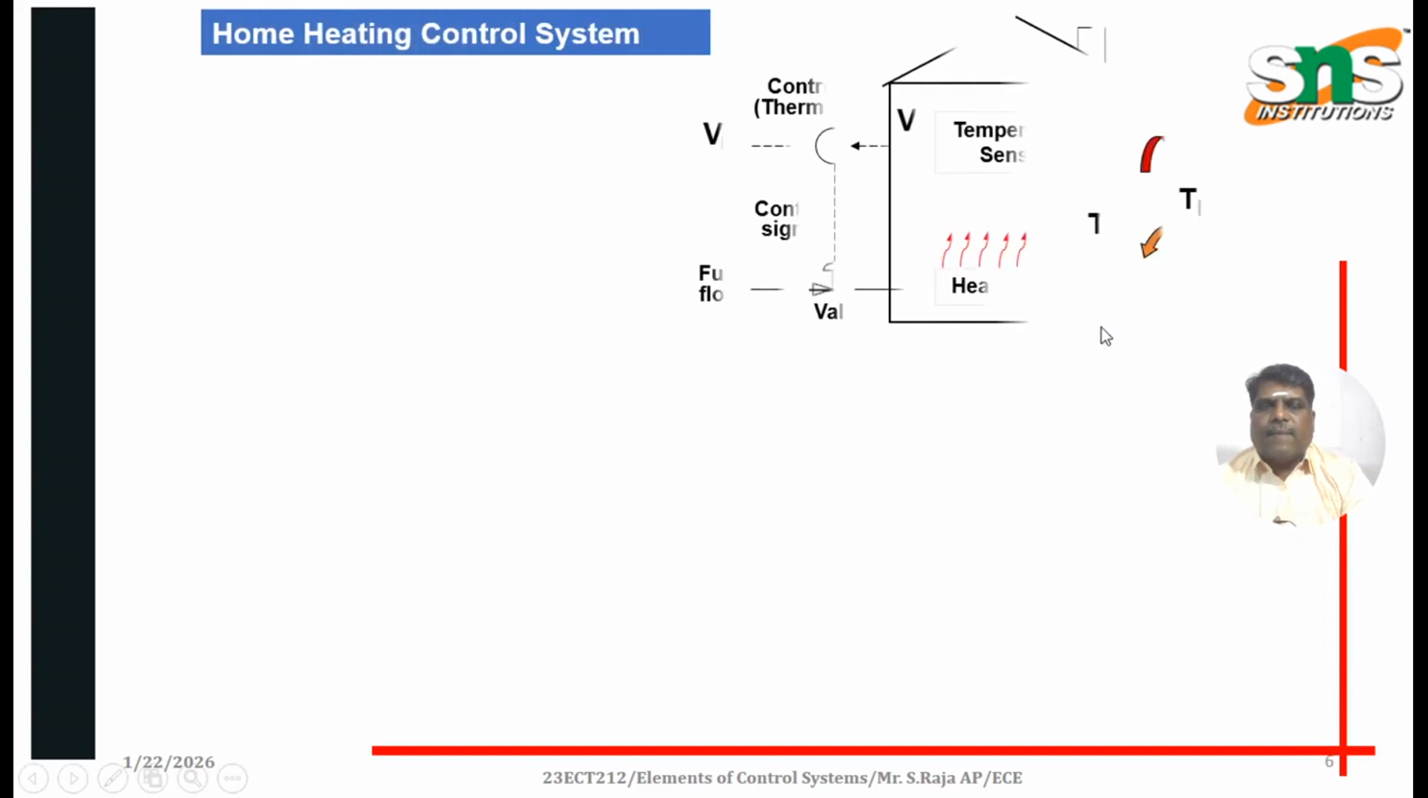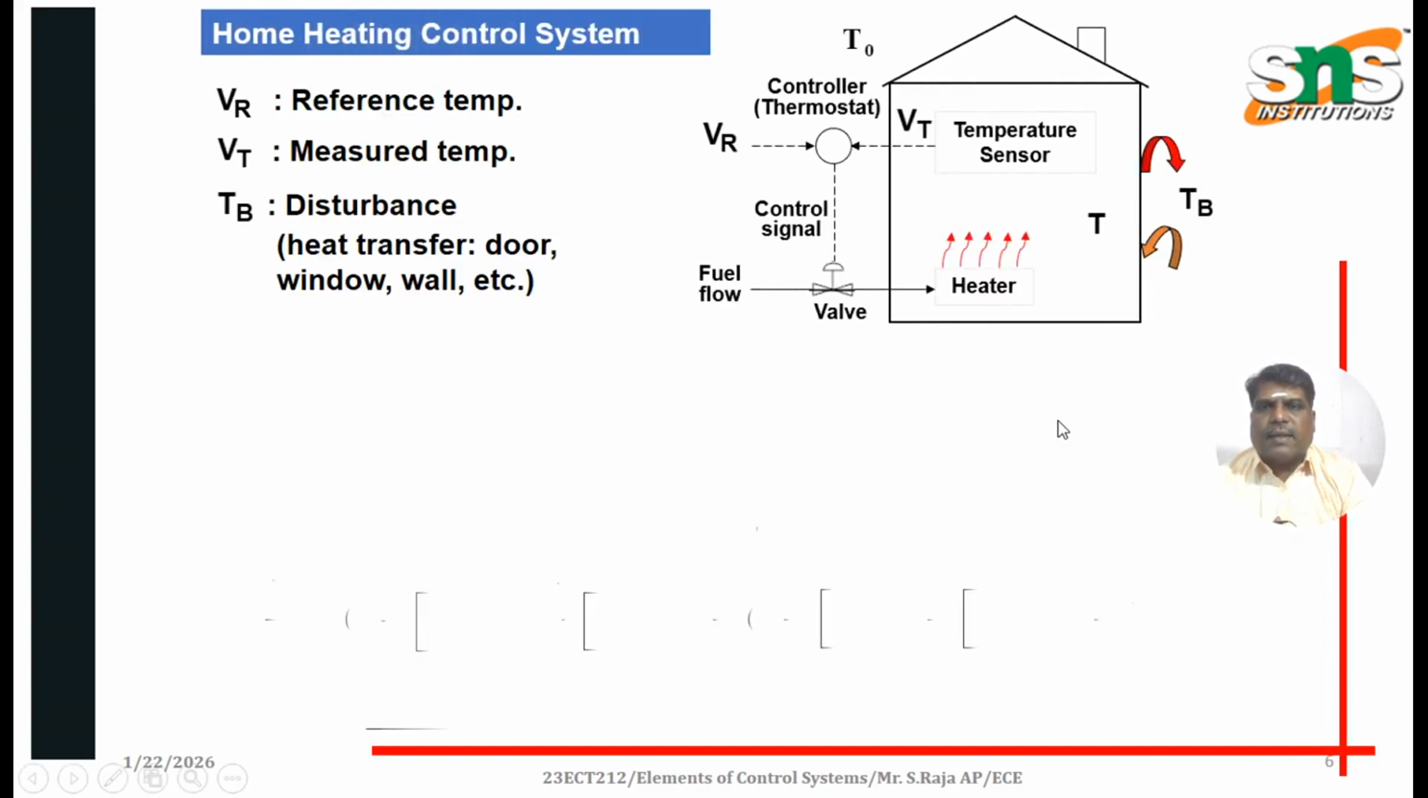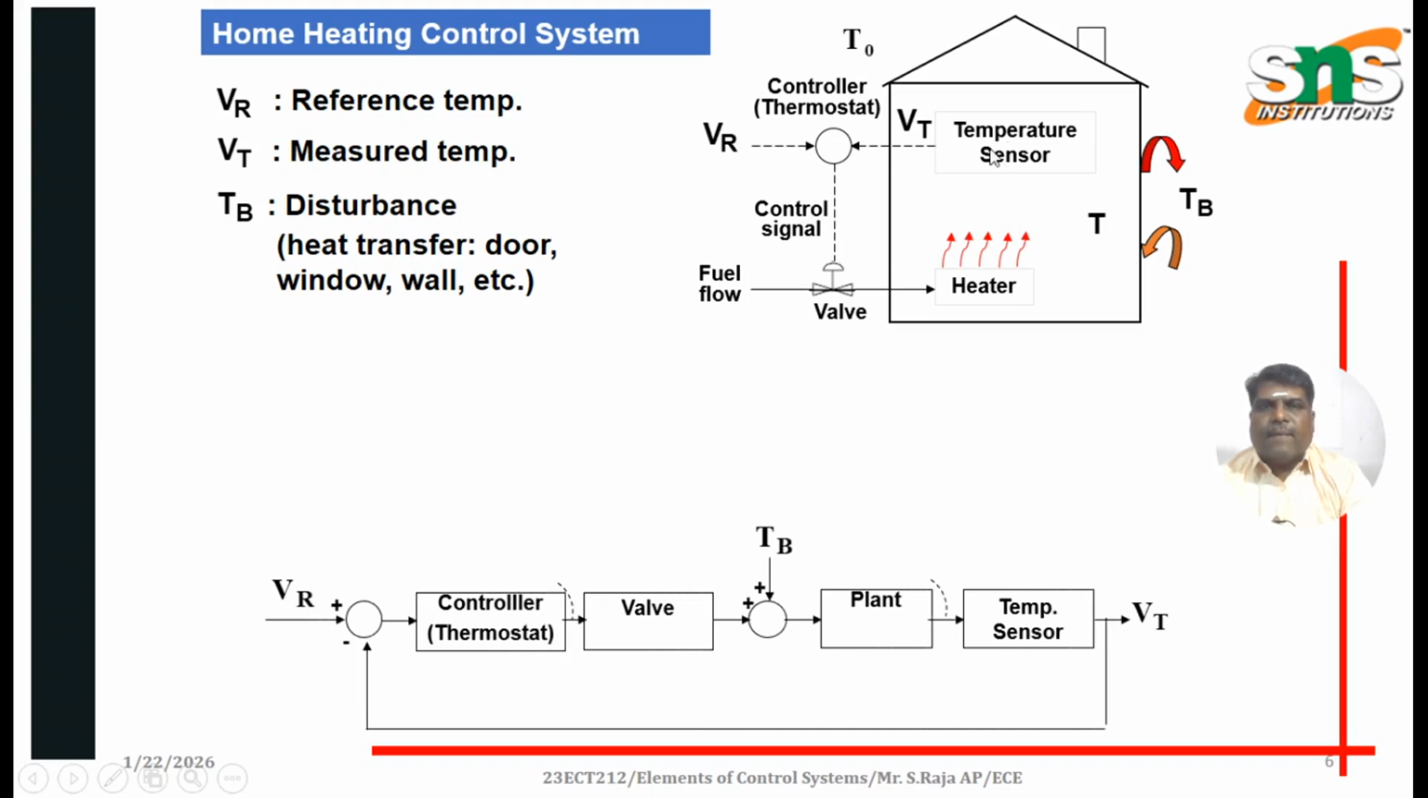Next we can see a good example of a home heating control system in detail. If you see this figure, the inside room temperature is some temperature and the outside temperature is some temperature. Say the outside is called the reference temperature and the inside room temperature is called the VT temperature. If any noise or disturbance occurs outside or inside the home, that is called TB, the disturbance. The disturbance may happen due to a door or window being open, the wall or window having some damage, or some heat transfer occurring during the rainy season. To discuss this topic in detail, kindly see the block diagram below.